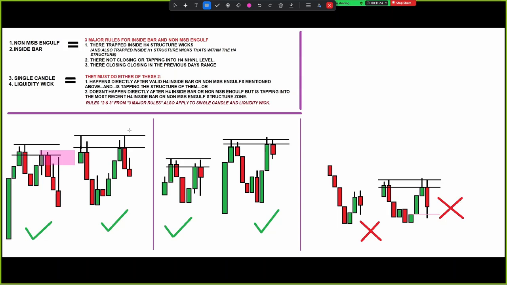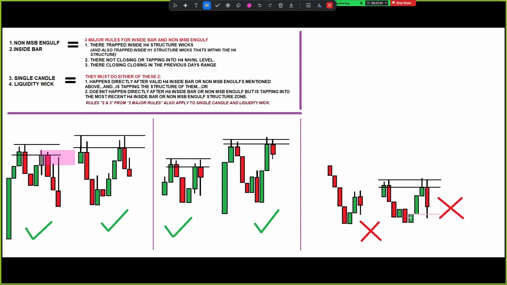Okay, and also, I meant to put that rules number 2 and 3 also apply to the single candle as well. So your single candle also cannot close or tap into an H4 new high or new low level against you. You wouldn't want this to be tapping into an H4 level on the left here that made a new high. You wouldn't want it to be tapping into that structure area, otherwise price is likely to just continue up and take out this candle. Same kind of concept with all the other candles that I've just explained.